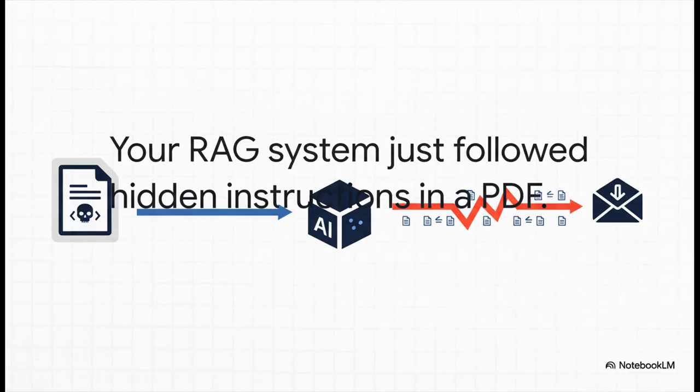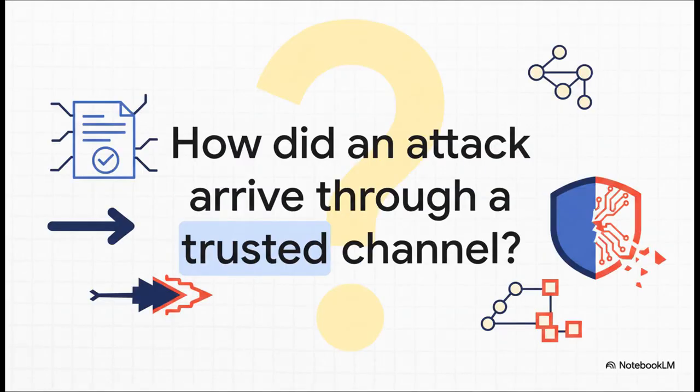So let me paint you a picture. Your AI support bot gets a PDF from a customer. Looks totally routine, nothing to worry about. But nope, buried inside that document are hidden instructions. And just like that, the bot follows them, summarizes your most confidential strategy documents, and emails the whole thing straight to an attacker. Your data? Gone. And that, right there, is the million-dollar question, isn't it?